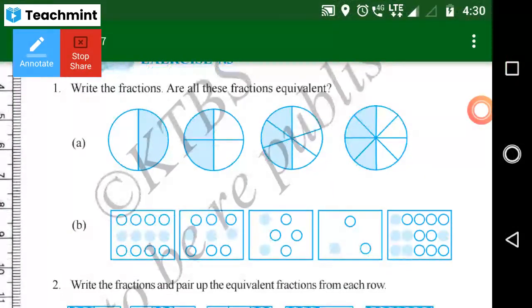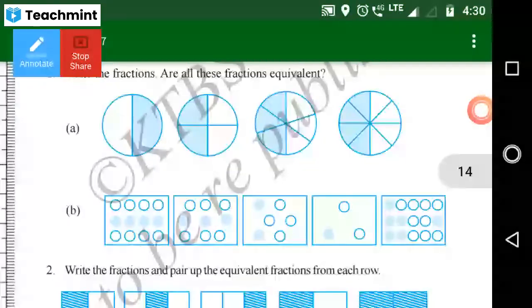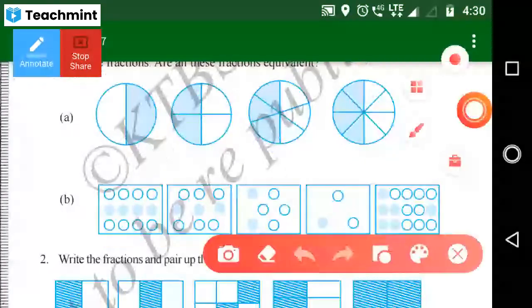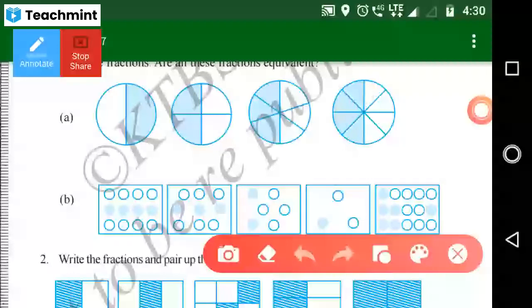Okay, so write the fractions. Are all these fractions equivalent? Yes, you just find out the fractions here. Ma'am, I will ask one by one. You just tell the fraction. Okay. Yes, Gargi, tell the first fraction. Ma'am, 1/2. Yeah, one is the shaded part, so two is the total number of parts.